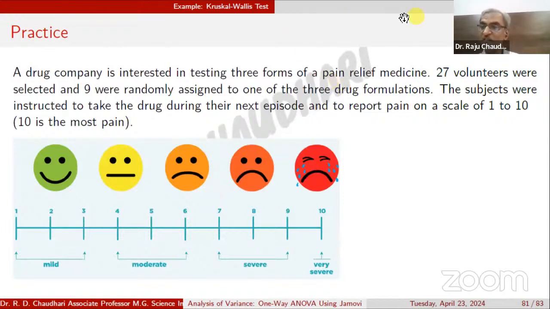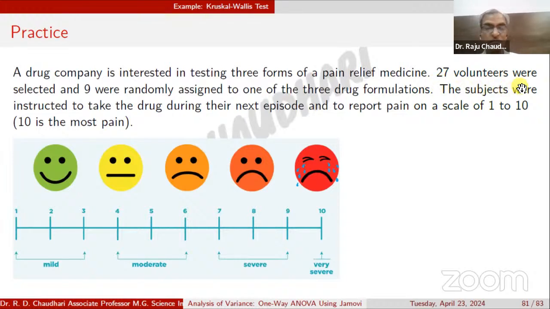Now, many times what happens? We have the data like this, right? See, in this case, I have data like this. A drug company is interested in testing three forms of a pain relief medicine, right? Three forms of a pain relief medicine.